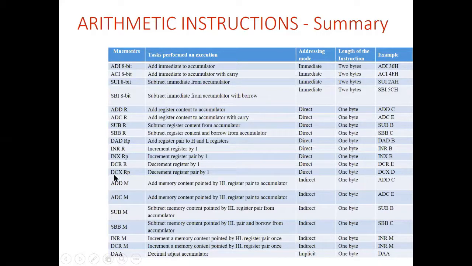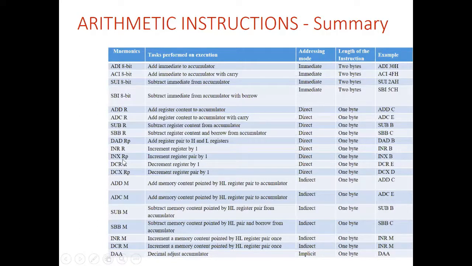Now, I have told you that INR and DCR, these two instructions, are used to increment and decrement the content of any 8-bit register only. That means the content should be 8-bit in size, not more than 8-bit. But what happens if the content is 16-bit in size? How can you increment or decrement that content? For this purpose, there are two instructions.